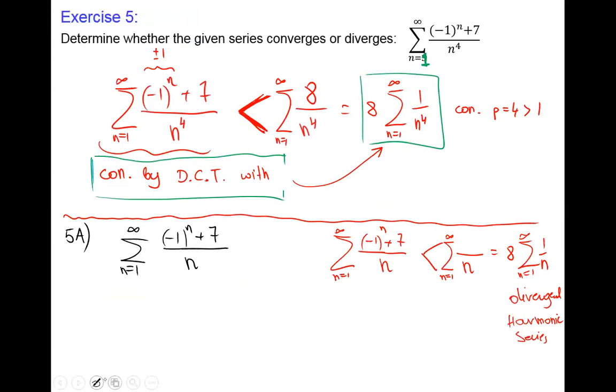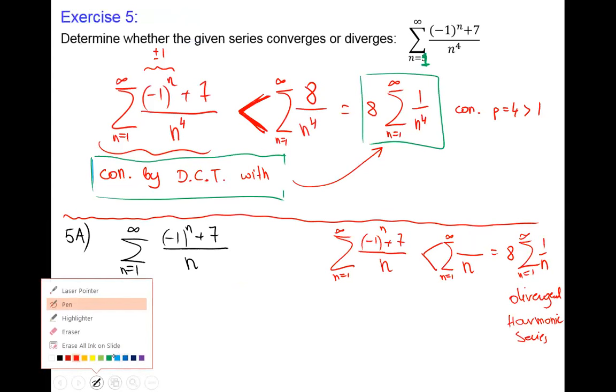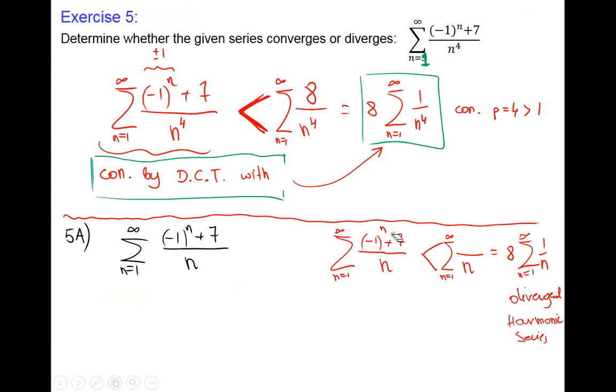Instead of 8, what is the minimum value of this numerator? Do you remember? Sometimes we will be adding 1 and sometimes subtracting 1, because negative 1 to an odd number is always negative 1. That means 7 minus 1 is 6. Then this is always greater than or equal to, because it could be 8 also. And now I have no problem.